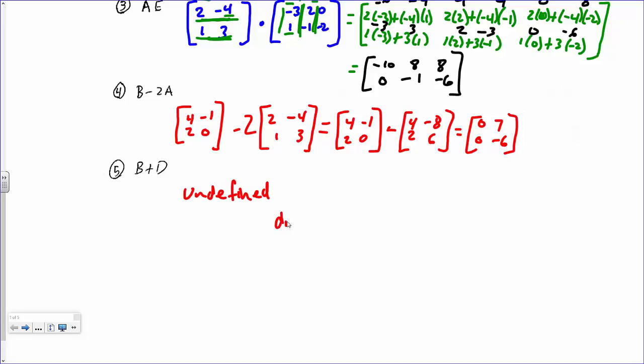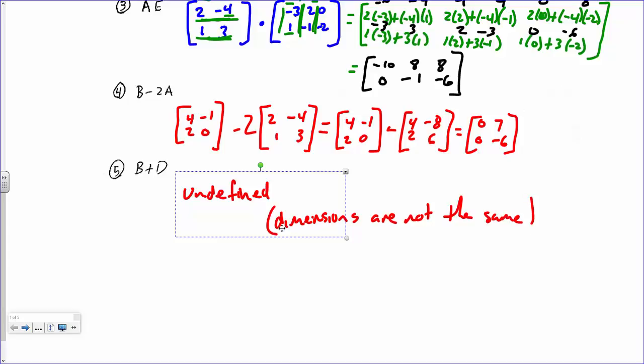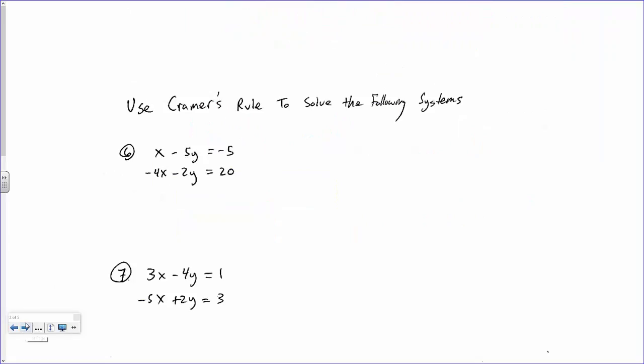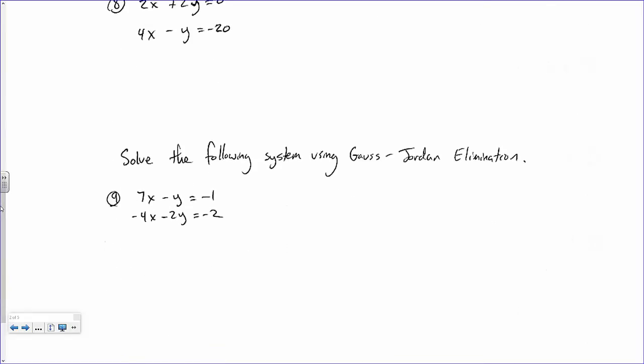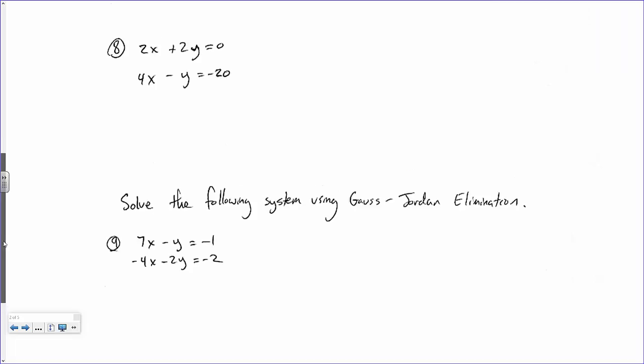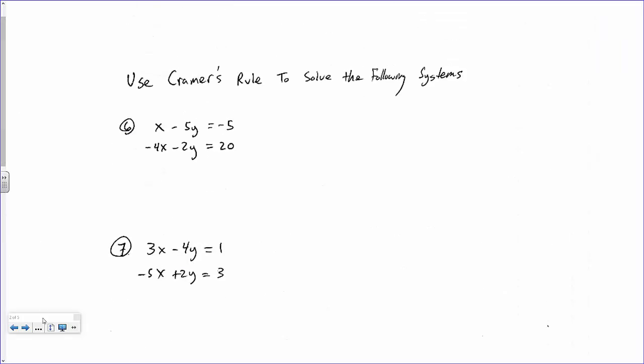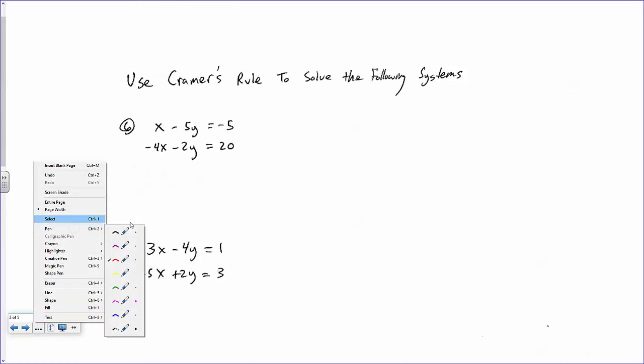Okay, the dimensions are not the same, which is required for adding and subtracting matrices. So that is that answer. And we'll jump over to the next question, and we'll do some Cramer's rule problems through here. We'll do the Gauss-Jordan elimination on number 9. And that'll put us about halfway through the test review, and we're done with that. So let's see what happens.